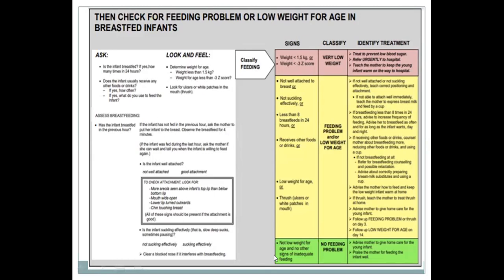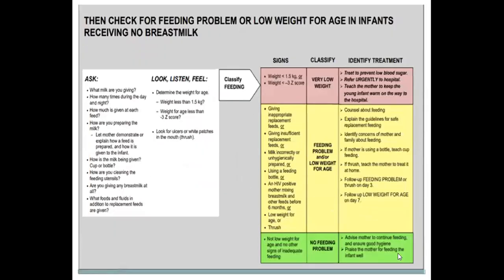If there is no low weight for age and no other signs of inadequate feeding, it is no feeding problem. Advise the mother to give home care for the young infant and praise the mother for feeding the infant well. There is also very low weight: if the weight is less than 1.5 kilogram or minus 3 z-score on the growth chart, then treat low blood sugar and refer urgently to hospital. Feeding problem or low weight for age: counsel the mother.